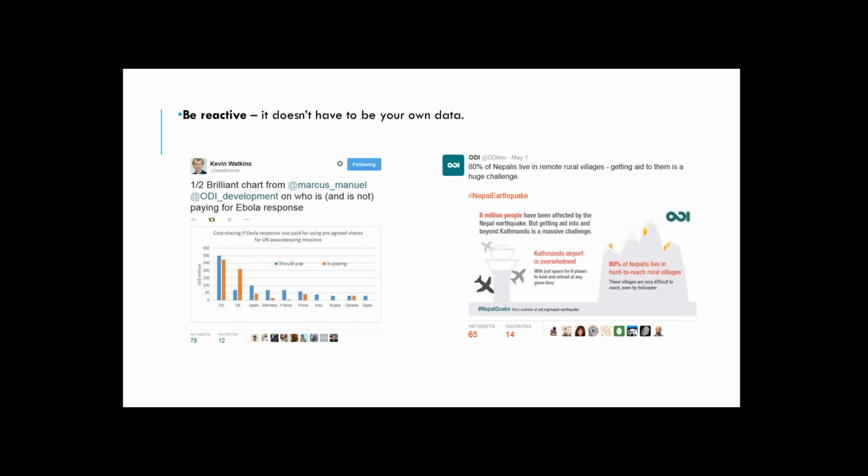So the first one is our director tweeting a chart that one of our researchers produced. We didn't have any research coming out on Ebola, but it was the topic in the news for that time. And he quickly investigated how much different countries were putting in and knocked up a quick table, and that did really well for us.